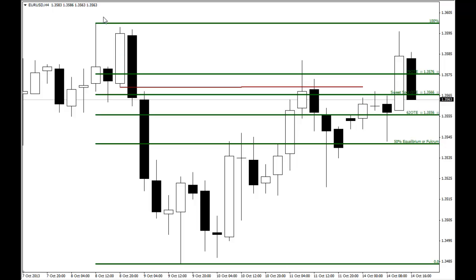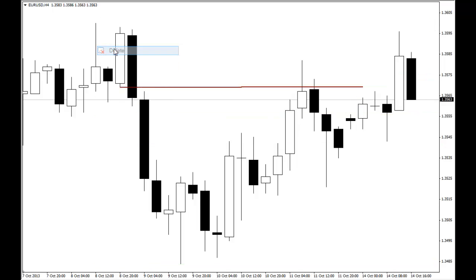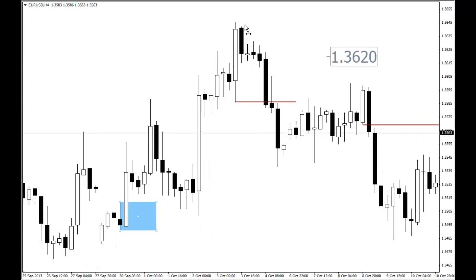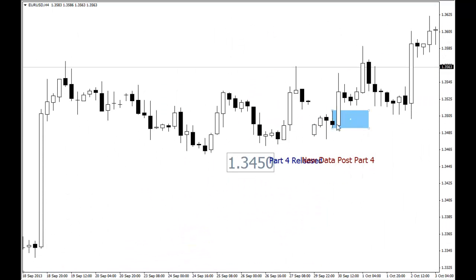Okay, so again, that's the fib. And if you go back out, we're going to look at this particular order block here, and this occurred on the 30th, so the day of the release of episode 4. Okay, this broke out, started moving higher, and price moving back into this order block here would be indicative of a buy opportunity.